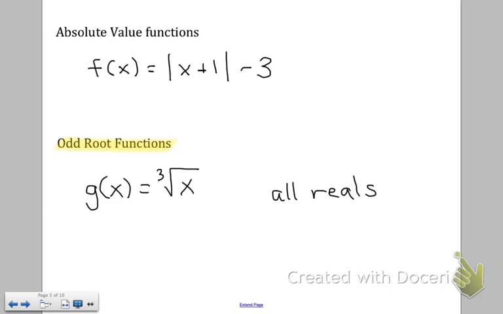Let me go back up to the absolute value. That also will always have a domain of all reals. So when you come across polynomials, absolute value functions, or odd root functions, those are the easy peasy ones. You know that automatically the domain is going to be all real numbers.